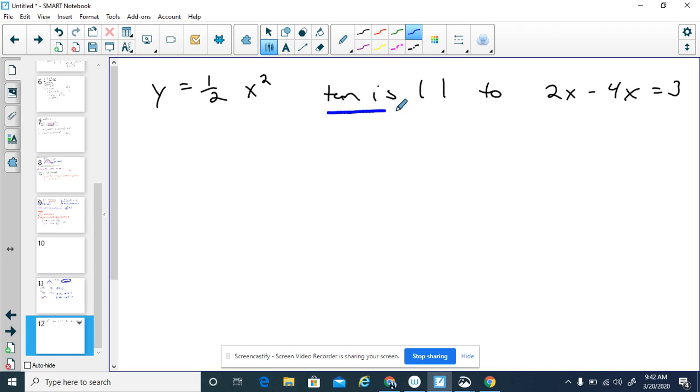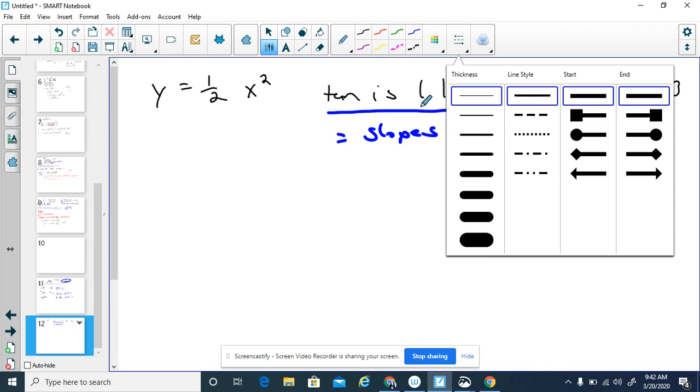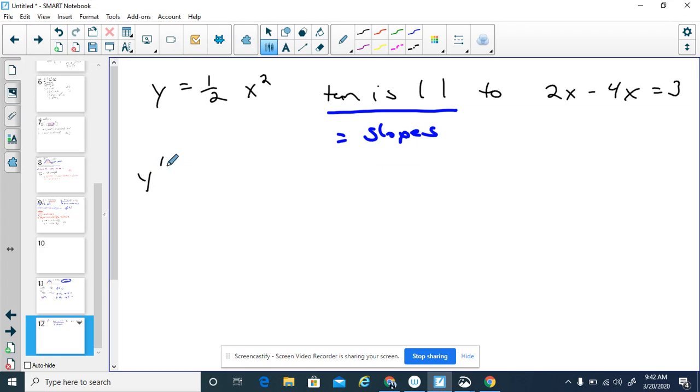So here you think, all right, tangent line is parallel. This means equal slopes, right? So maybe it would make sense to first get the derivative. The derivative of this, y prime, would be 2 times 1/2, that's 1, x to the 1. So the derivative is just x. That's the slope producing formula for this parabola.